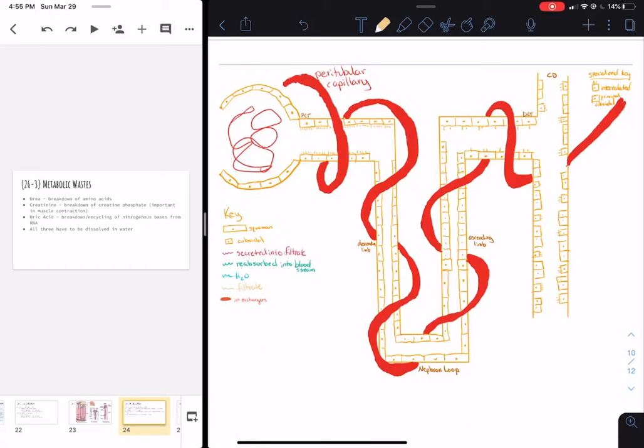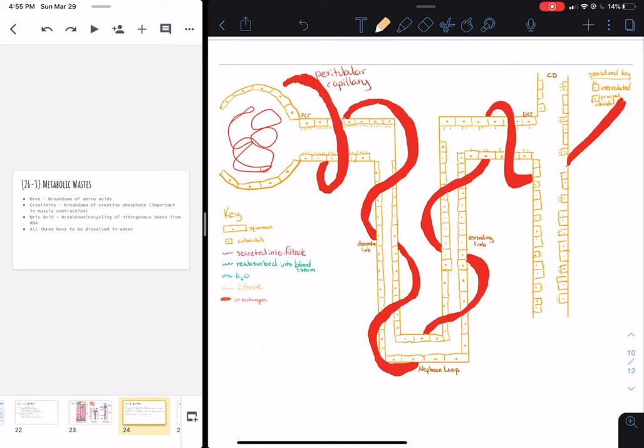Welcome to 26-3, where we'll talk about how we actually make urine. So on the right-hand side, I have a picture here that I strongly recommend you recreate or add this detail to your previous picture where we just drew out the renal tubule and we identified corpuscle versus tubule and all the separate parts. But totally up to you on how you want to do it.